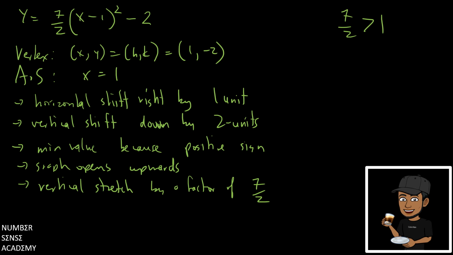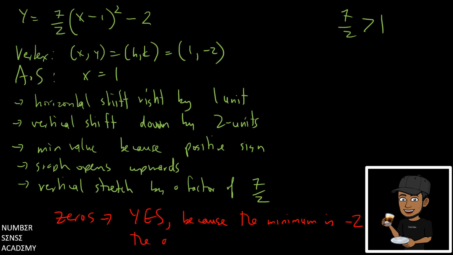Okay, and do we have zeros? Yes, because the minimum value is -2. All right, so it's going to drop all the way down to -2, and as it goes up towards infinity on either arm, it's going to pass through the x-axis. The minimum is -2 and the arms cross the x-axis. Excellent. So that's important to know.